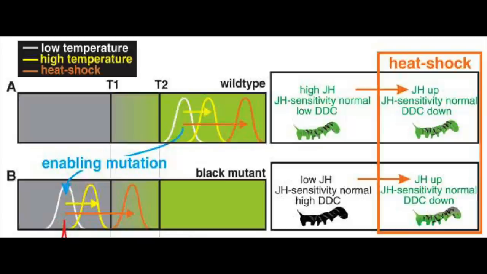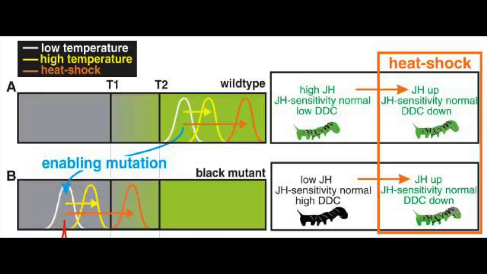Now, what they did, though, is that they made an enabling mutation. That is, they gave it this mutation that turns the larva black, and it turns out the way this works is it reduces the concentration of juvenile hormone. So in these embryos, juvenile hormone has shifted way over to the left. In the normal situation, no matter what you do, it's not going to get as high as the concentration in the wild-type larva. So it's always going to fail to suppress DDC, so you're always going to get black larvae.